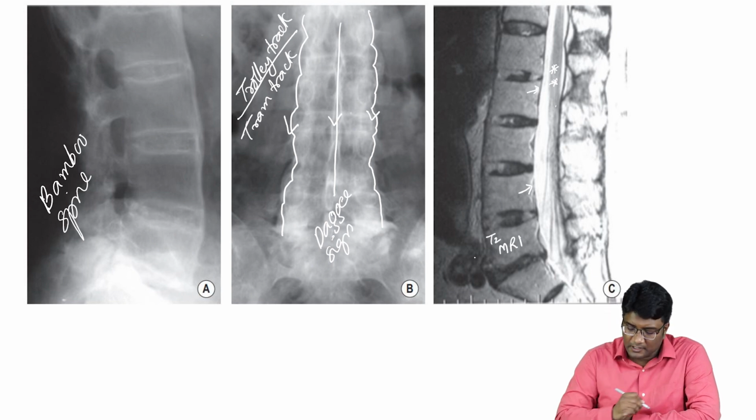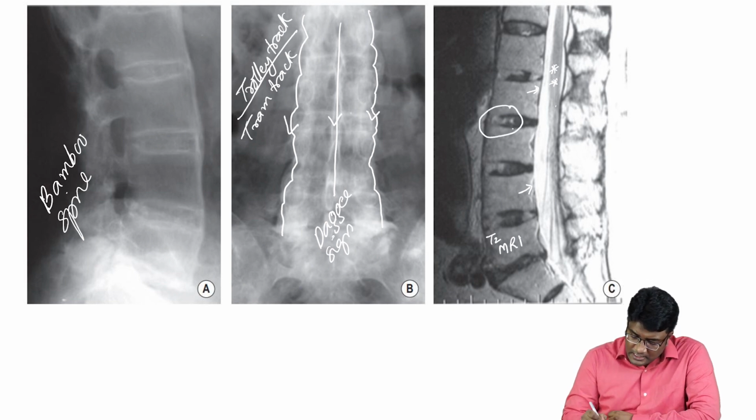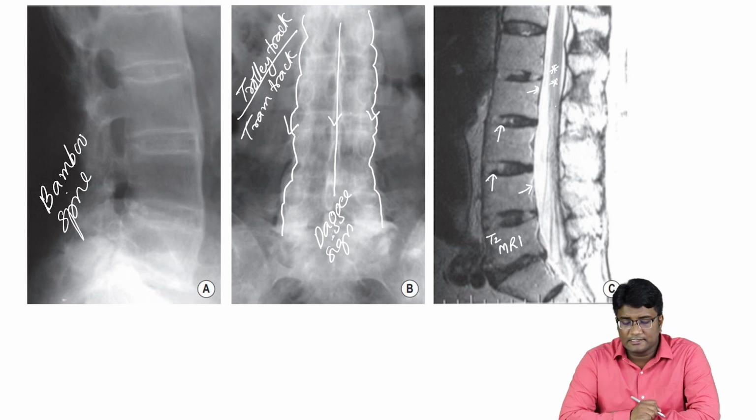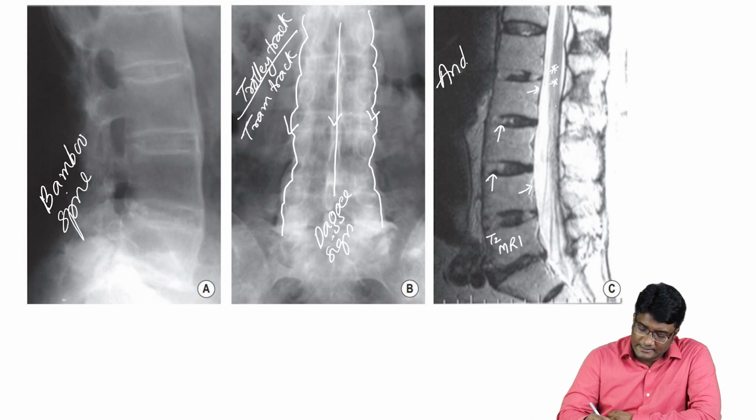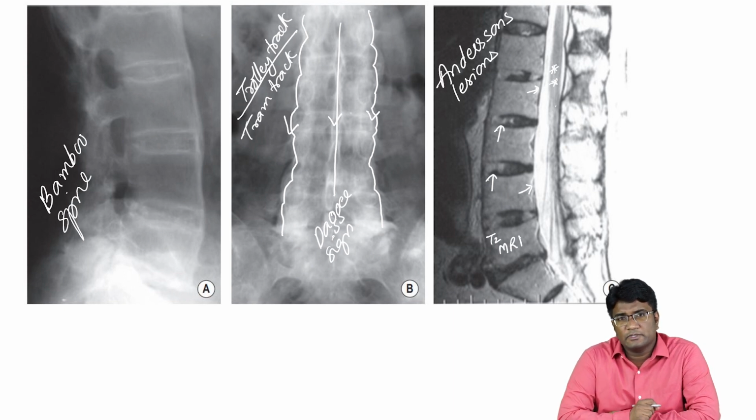T2 weighted MRI. On this T2 weighted MRI, in the intervertebral disc space, are you able to identify these hyperintense areas involving the intervertebral disc spaces? These hyperintense areas, indicating inflammation of the intervertebral discs in cases of ankylosing spondylitis, are called Andersson's lesions. So these are the Andersson's lesions. All of these are the different findings that we see with ankylosing spondylitis.